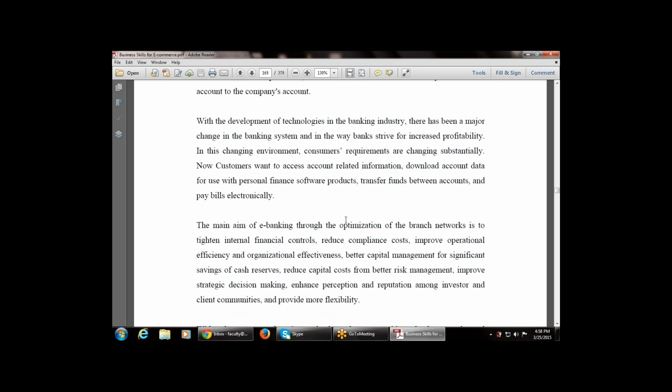So what is the main aim of e-banking? That is the optimization of the branch network to increase financial control, reduce the cost and improve operational efficiency. So these are the main aims of e-banking.